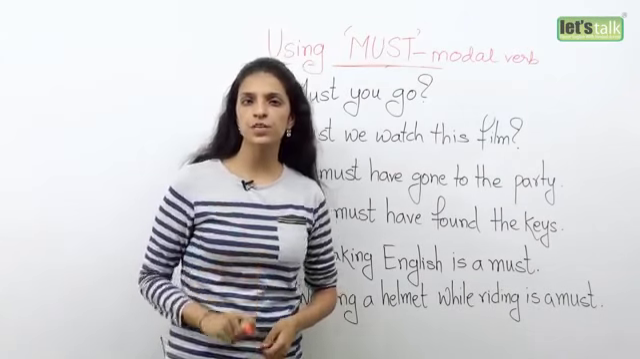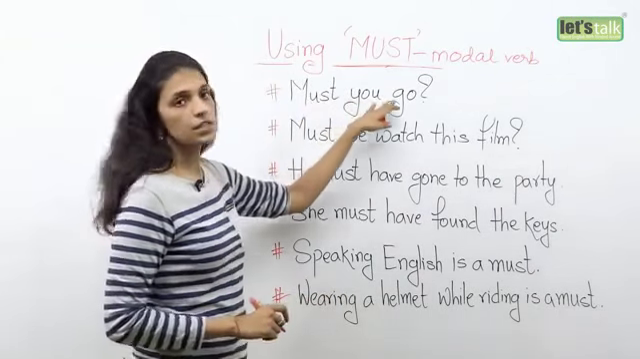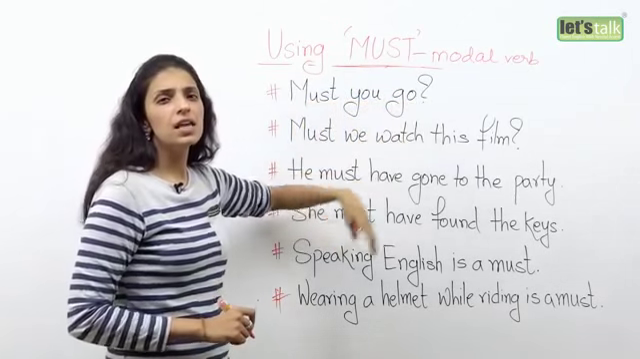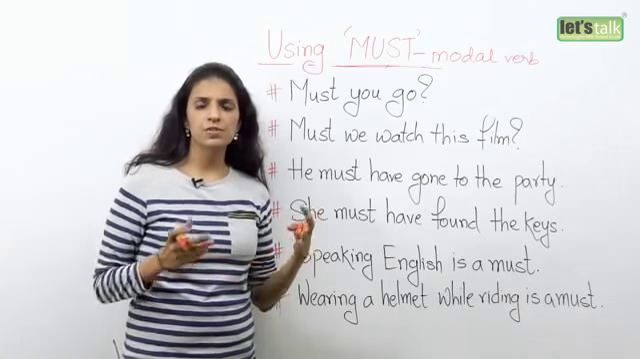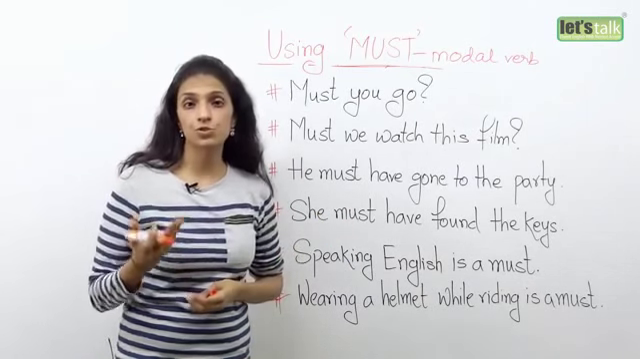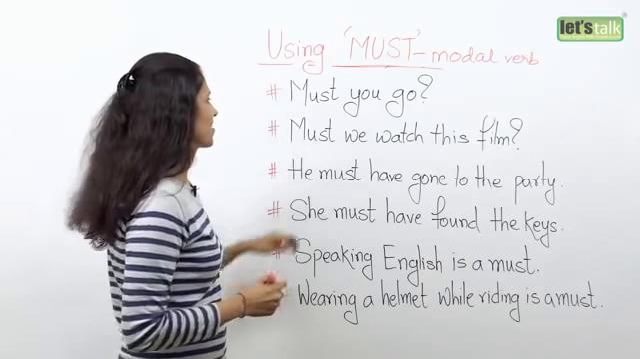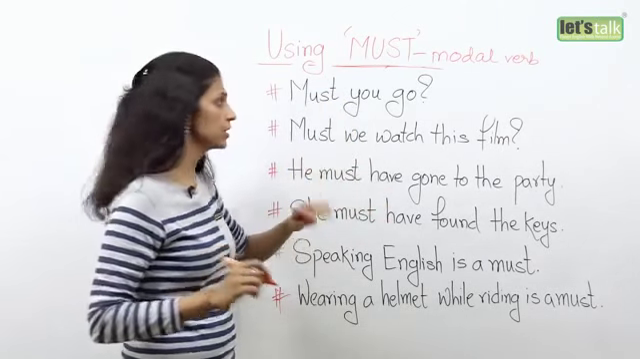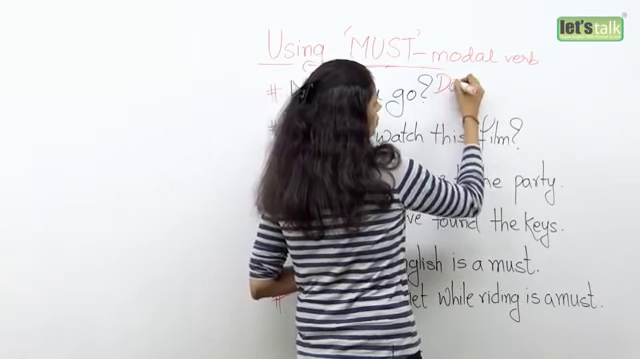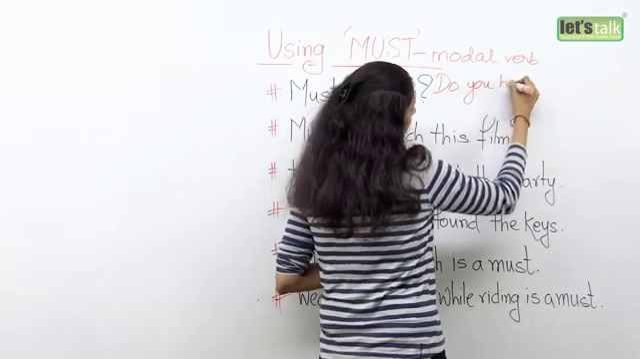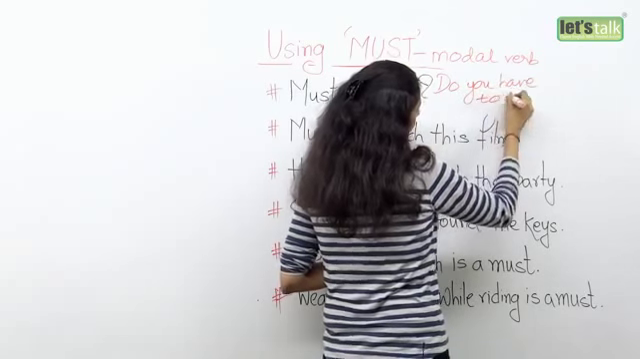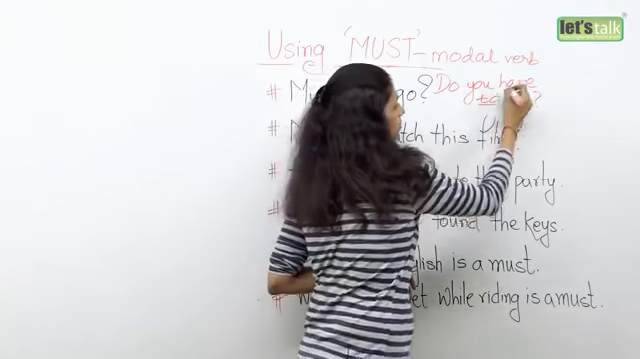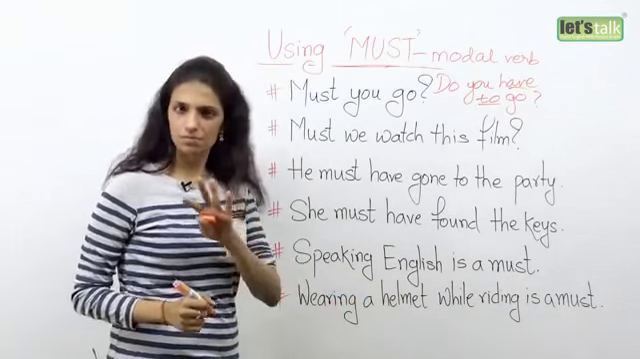So how do you make questions using must? You must go. All you need to do is invert it: must you go? Now, you may be thinking we've not heard something like this, or maybe people really don't use it. Yes, you are correct. People barely use this in the question form. You can use have to like this: do you have to go? So must you go? Have to is more common. If you say do you have to go, it's correct.